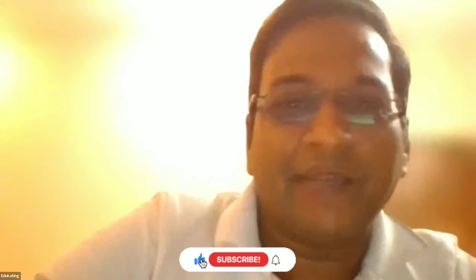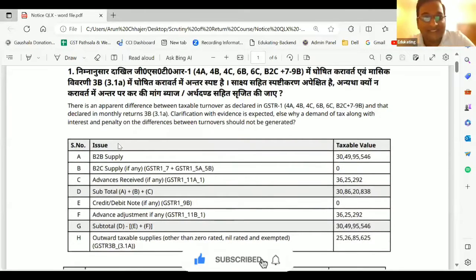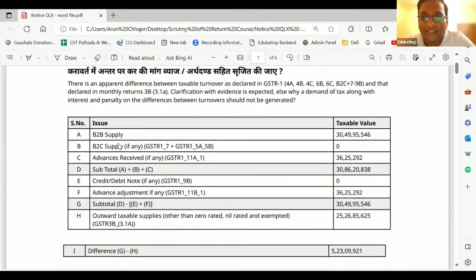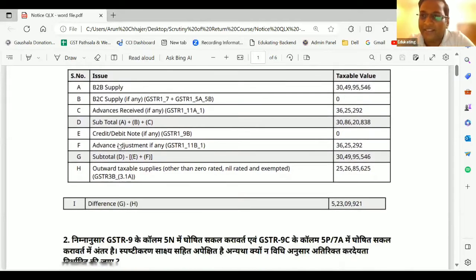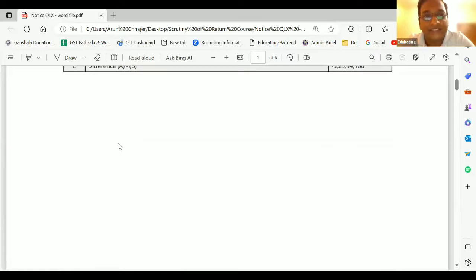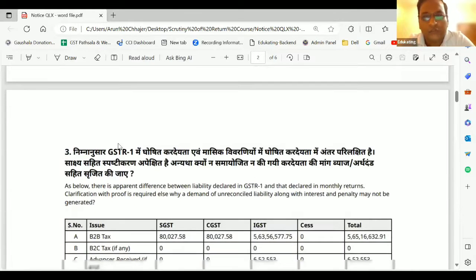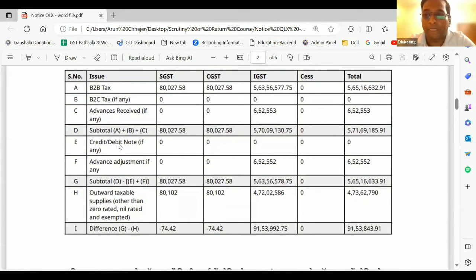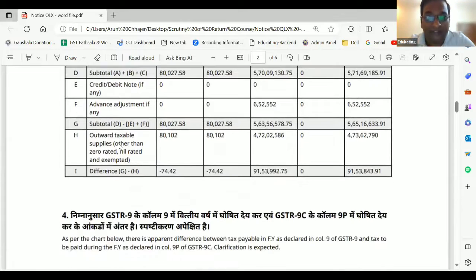So I think everyone has seen this type of notice on screen. Tell me, have you seen this type of notice? They are interlinking the table of 9C, the table of GSTR 3B, GSTR 1, and they are finding certain differences, and finally they are issuing the notice under either 73 or 74. It could be ASMT 10, it could be a departmental audit.